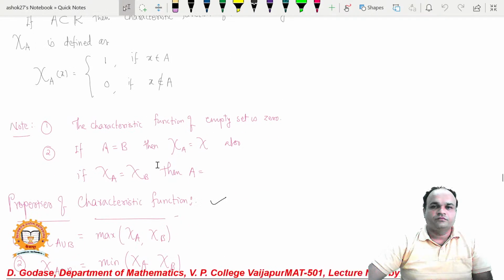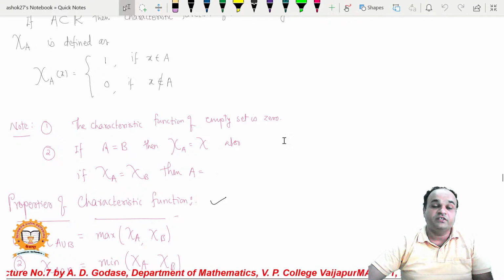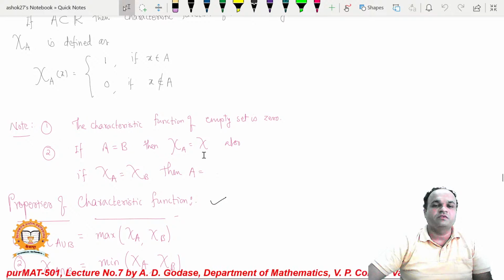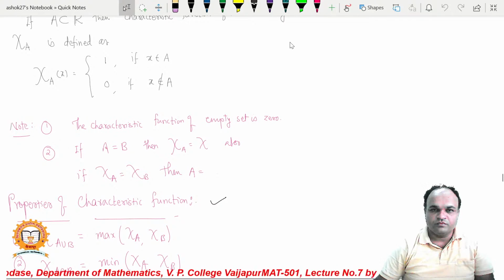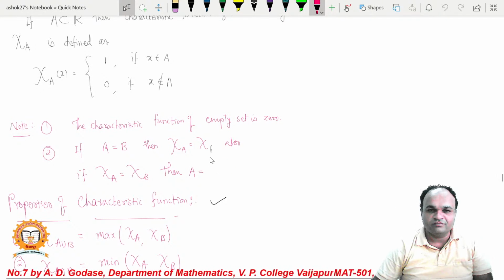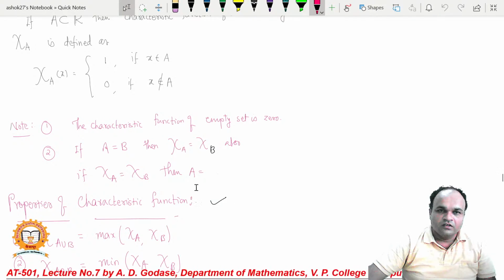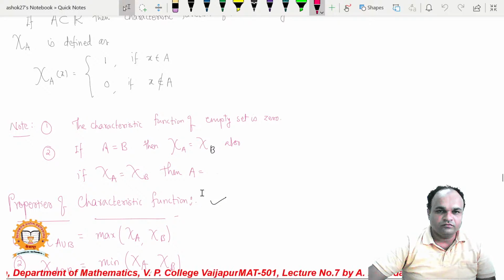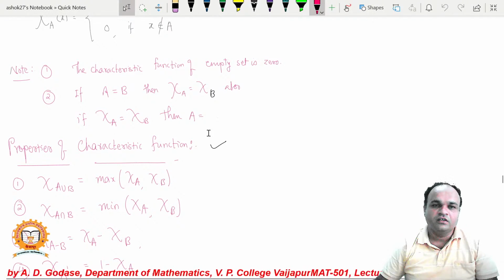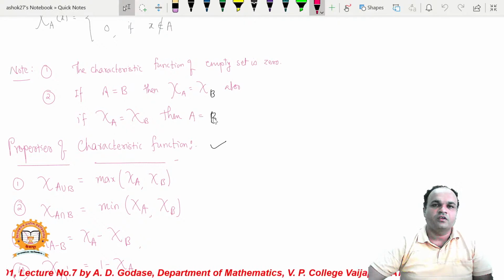After that we wrote two notes. The characteristic function of the empty set is always 0. If A equals B, then their characteristic functions will be the same. So here it should be B. There are some editing or erasing problems, we have already seen it. And second, if chi A equals chi B, then these two sets should be the same. So in that case, A should be equal to B.